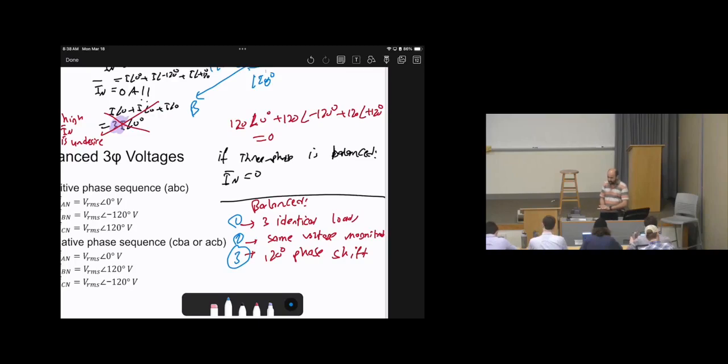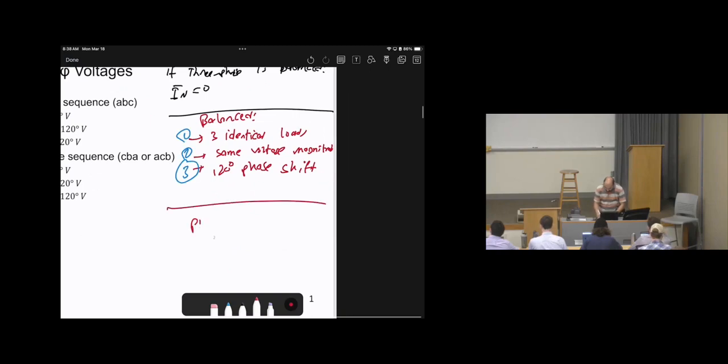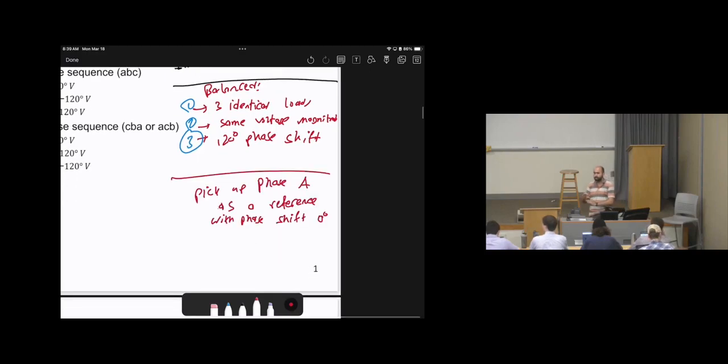Now, I mentioned the phase shift is 120 degrees. Is this correct? Okay. Now, how can I distribute this? Most likely, we will pick phase A as a reference, with phase shift 0. That's what we will do in a 3-phase system. We will assume phase A with phase shift 0. So here is phase A, phase shift is 0.